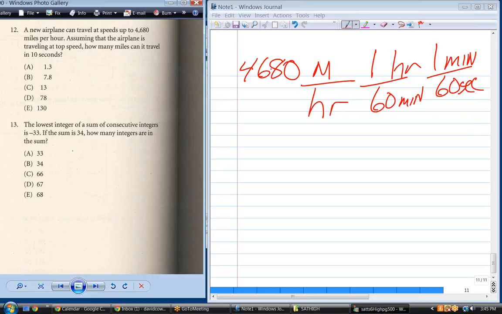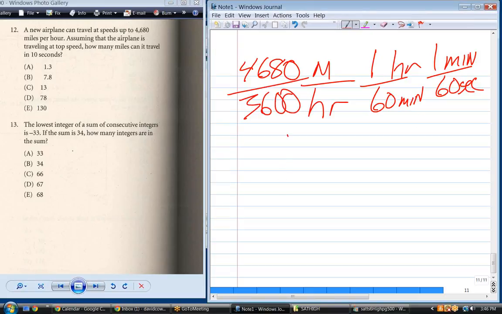Let's see. It should be 1 and change. It's got to be 13. It's got to be C. I can do that without doing the math. Notice that 60 times 60 is 3,600. That divided by 3,600 is 1 and change. Multiplied by 10 has to be 10 and change. Has to be C. And this is very typical.